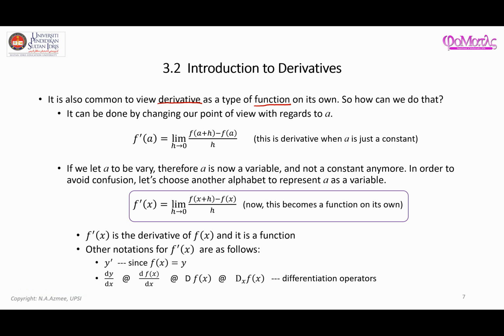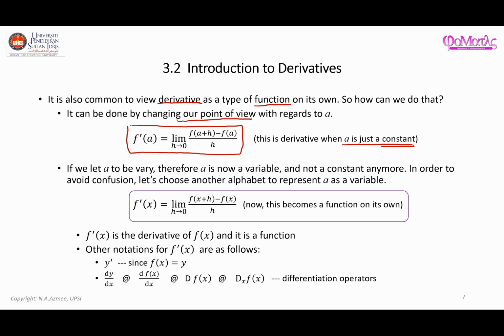In this video, I'm going to talk about how you can view the derivative as a function itself. In order to do that, we have to change how we view the definition of the derivative. Here we have the definition, which we have seen in the previous video, where you have f prime a and the expression on the right hand side given as such. And this is a derivative when a is just a constant. So the keyword here is a constant.